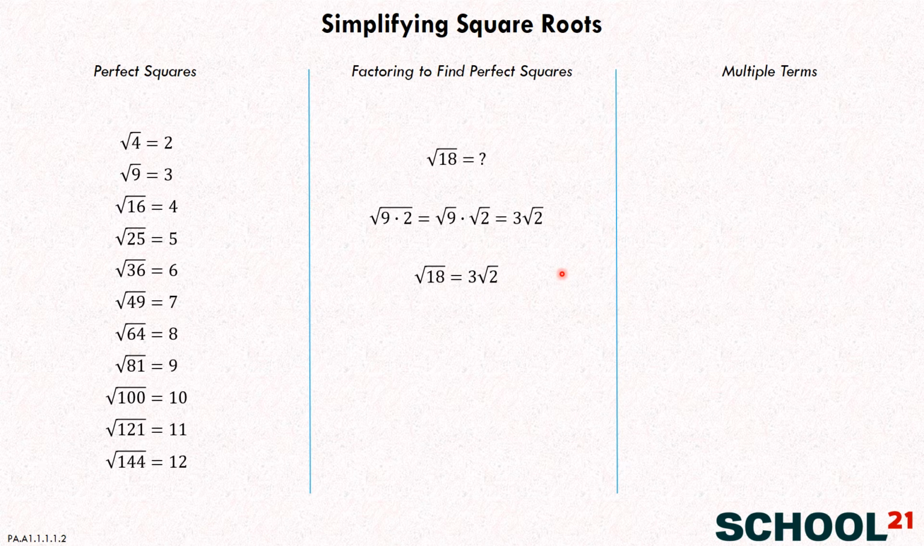Make sense? Yep. Okay. So what did we do here? What was our strategy? First, we factor the radicand to find the perfect squares, and then we take that perfect square and turn it into a non-square root number. Make sense? Yep. Okay, so let's do another example over here, this time with multiple terms.